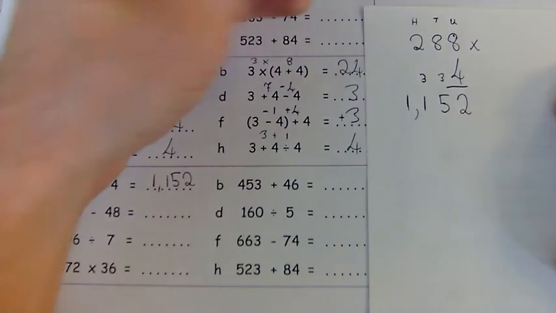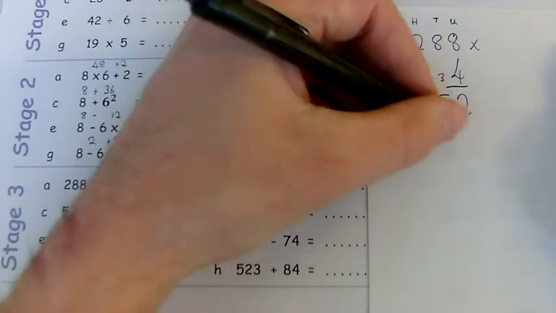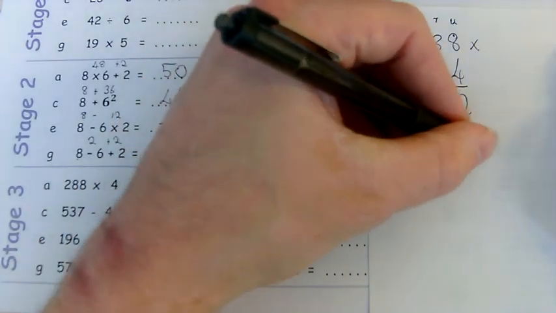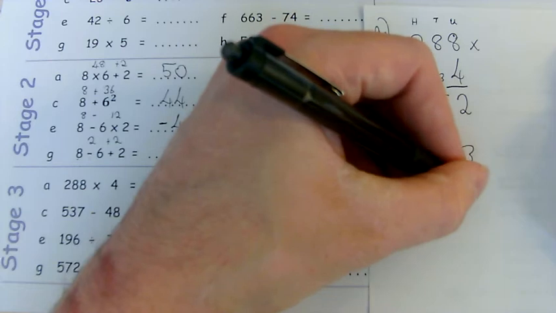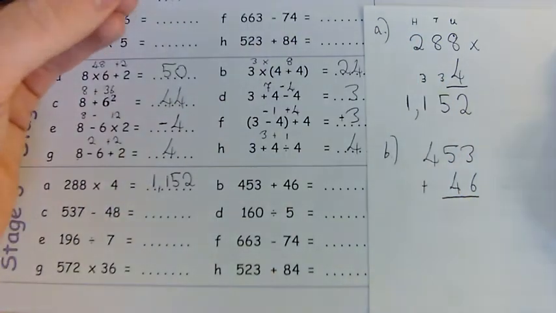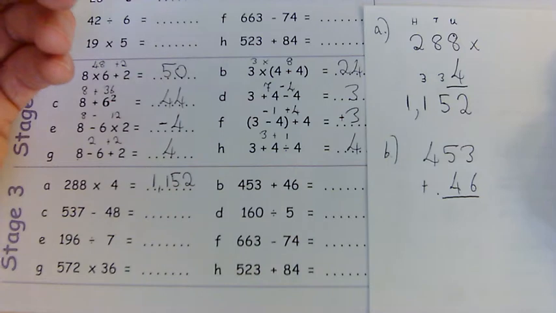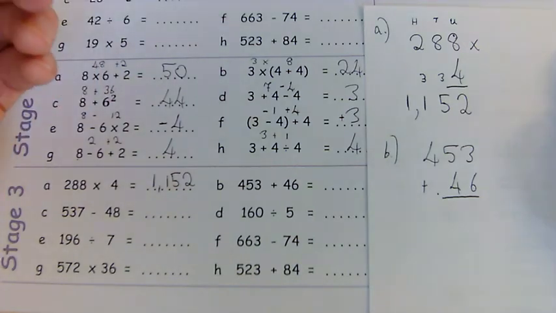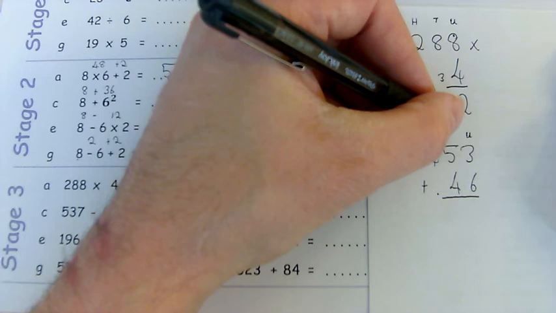For B, it's 453 plus 46, and if you notice, I've kept my big number on top again, small number underneath. It's not going to change my answer, but it's a lot easier doing it this way. So again, starting in the units column, always start right to left.